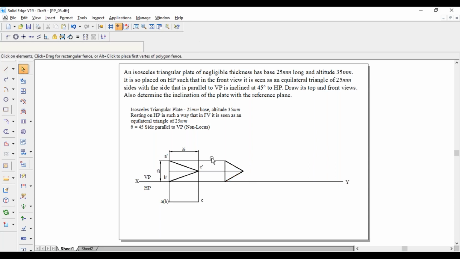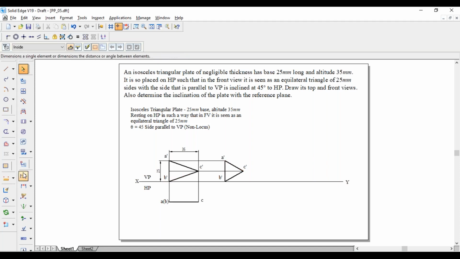So this will be A dash. This is B dash, whereas this one is C dash. You can observe here, A dash B dash is 25. Here also A dash B dash is 25. Why? Because both are parallel to each other.